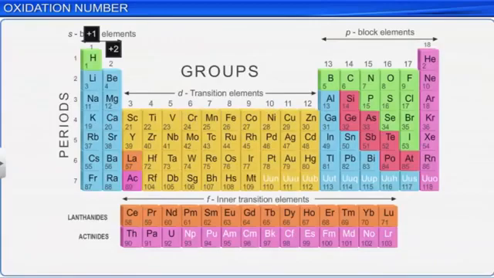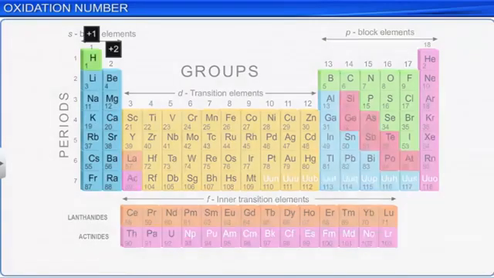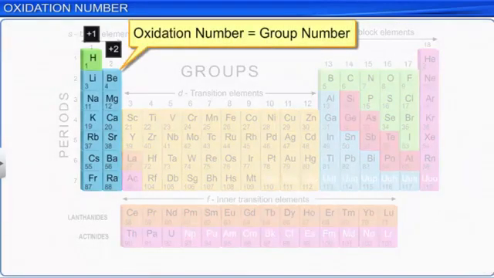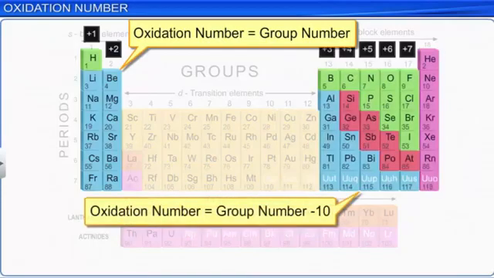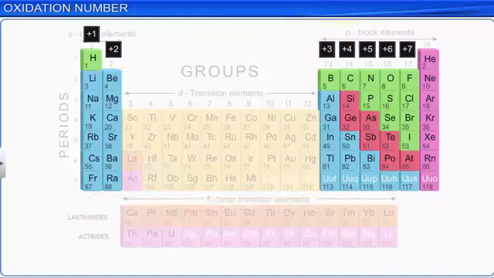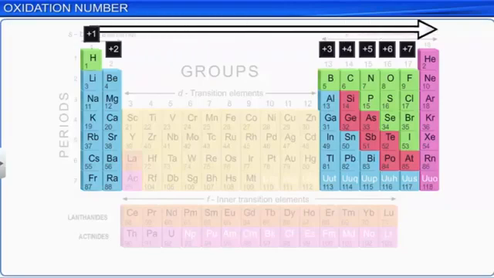The highest oxidation number of a representative element is the group number for the first two groups and the group number minus 10 for the remaining groups. This shows that the highest value of oxidation number exhibited by an atom of an element increases across the period in the periodic table.